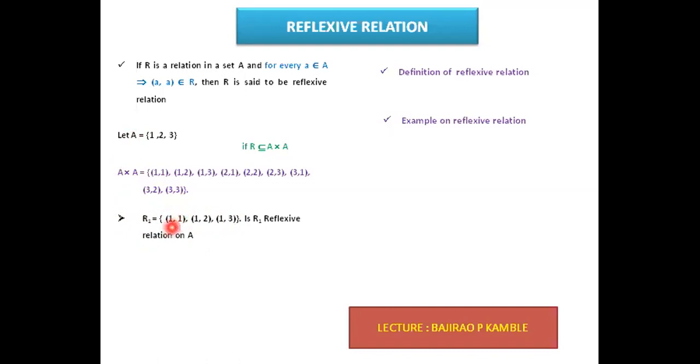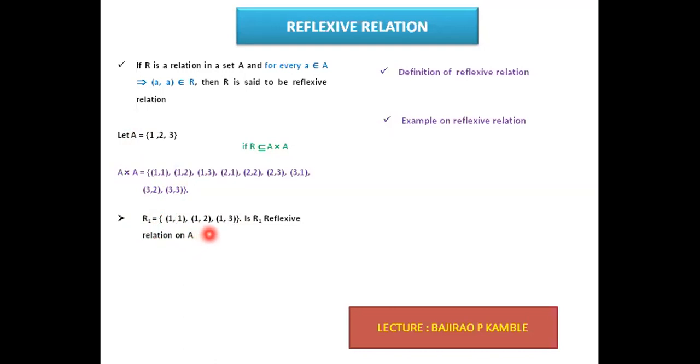First you check whether the ordered pair (1,1) is there in A cross A? Yes, it is there in A cross A. Ordered pair (1,2) is there in A cross A? Yes. Ordered pair (1,3) is there in A cross A? Yes. So all the elements in the set are there in A cross A. Then only you say that R1 is a relation on set A. After we conclude that R1 is a relation on set A, we need to find whether the given relation R1 is a reflexive relation on A or not.